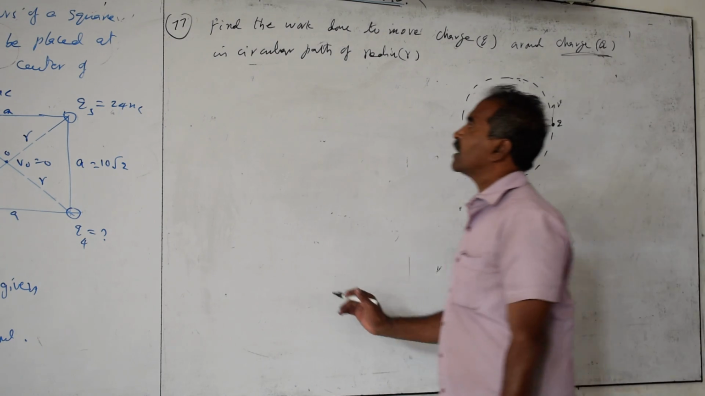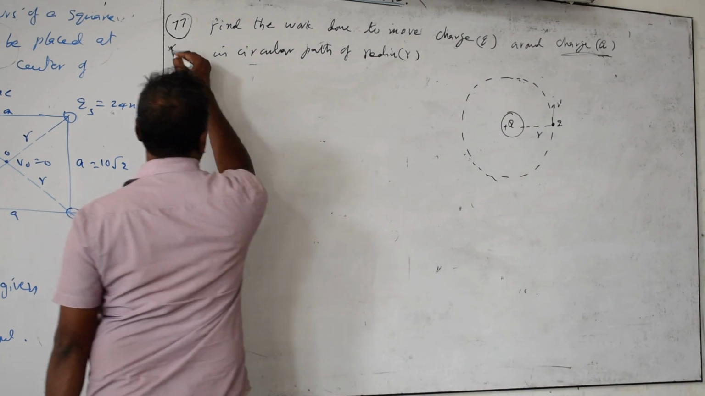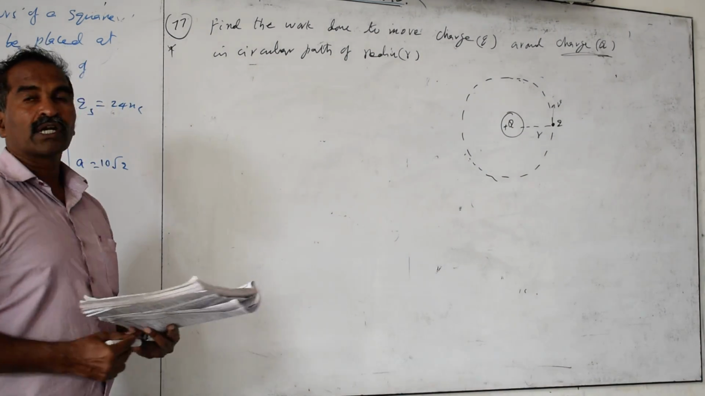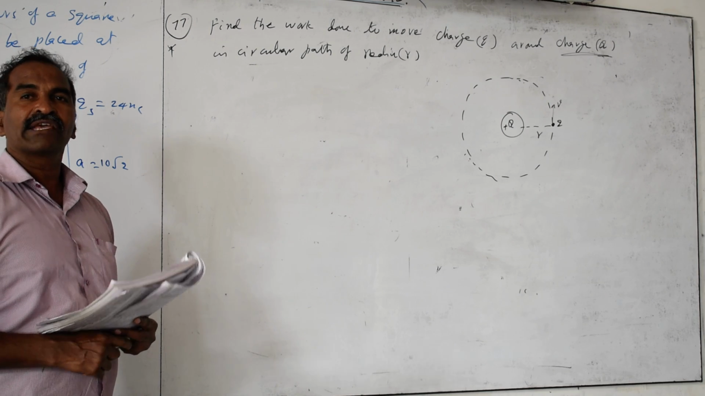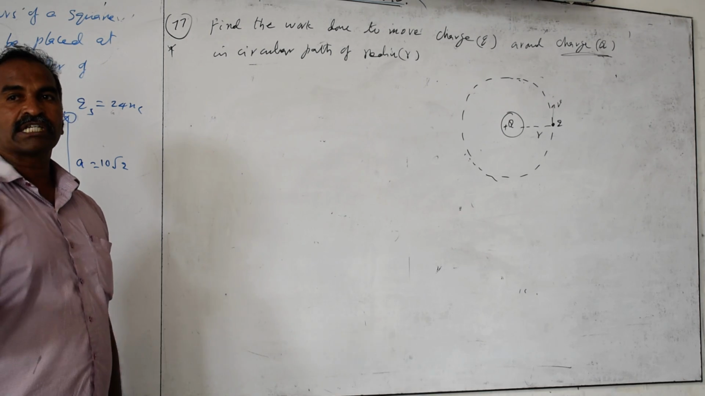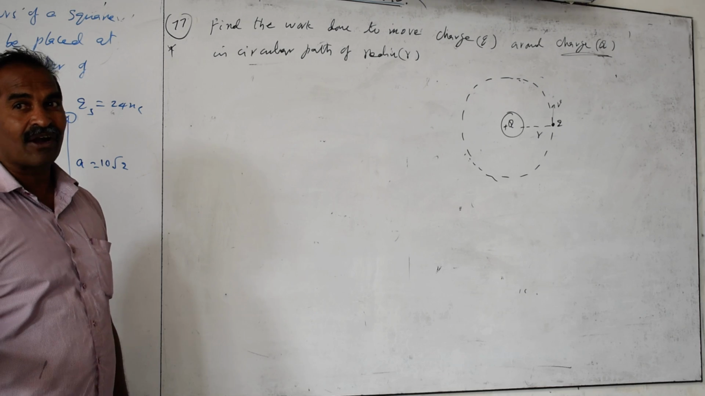So at a given distance r, this point is a concentrated point. We need to remember that. The work done to move the charge any distance on an equipotential surface is always 0. If a potential difference is there, work is done. When a potential difference is not there, work is not done.